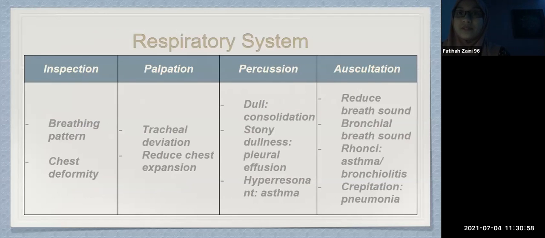In terms of the respiratory system, it is one of the important systems since the patient presents with acute breathlessness. On inspection we should look at the breathing pattern of the child and any chest deformities such as Harrison sulcus and pectus carinatum. On palpation, check whether there is tracheal deviation to rule out pneumothorax, and reduced chest expansion in asthmatics. On percussion, dullness usually indicates consolidation, usually in pneumonia; stony dullness indicates pleural effusion, while hyperresonance indicates asthma.